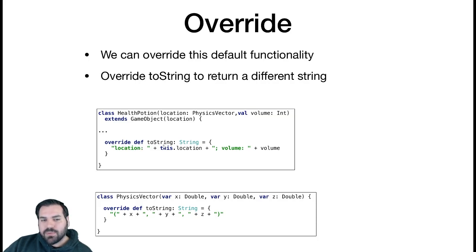So we're going to override whatever we got in the toString method, which is printing out the fully qualified name and then @ the reference. We're going to override that functionality and give it whatever we want. I want to print out the location and the volume of this health potion. Location is a physics vector, so when I concatenate this, treating it as a string, the toString method of the physics vector class is implicitly going to be called. So I'm going to override that toString method too, so I don't get this.location physics vector at some garbage. I don't want that. So I'm going to override the physics vector toString as well to print out a vector in the way that we expect vectors to be printed out. Parentheses with comma separated values.